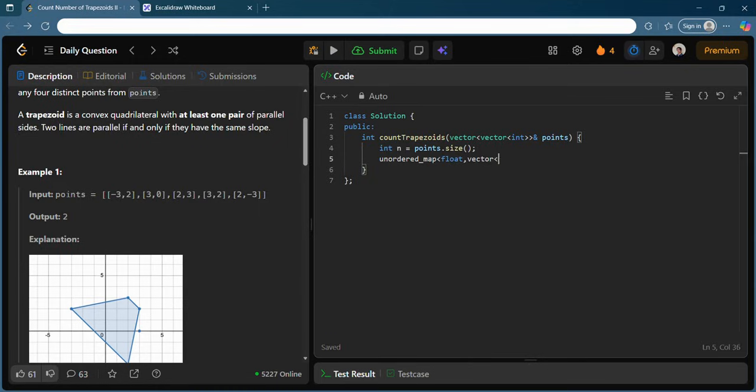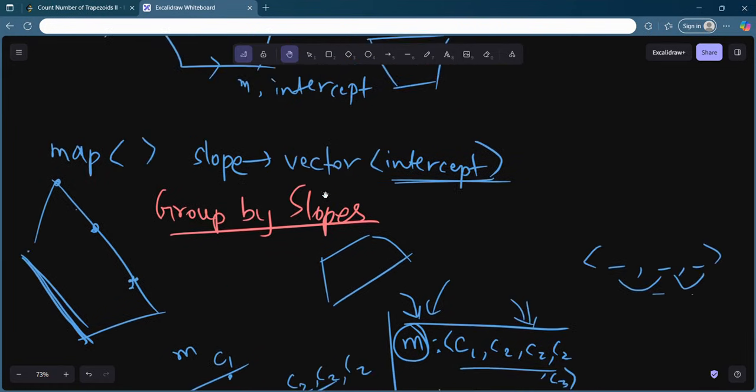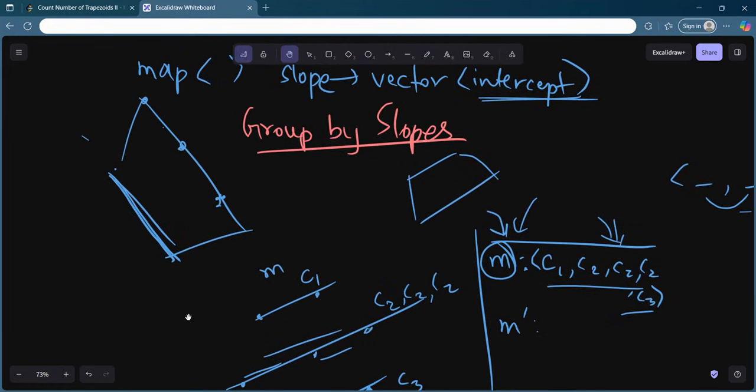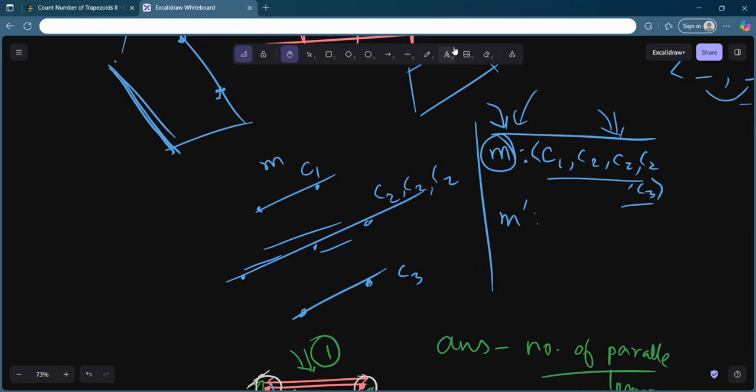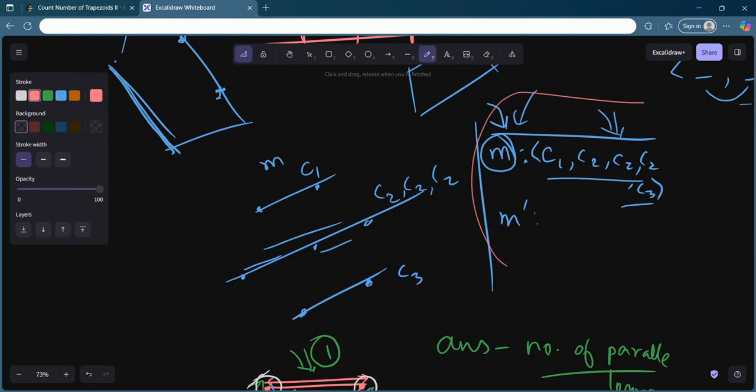So I had already explained this to you. I am keeping the map names in a very easy format so you can understand. So it is slope, and this is nothing but a vector of intercepts. That is how we are going to group. That's what we decided, right? Group by the slope value, and then we can easily calculate whatever we need from this.